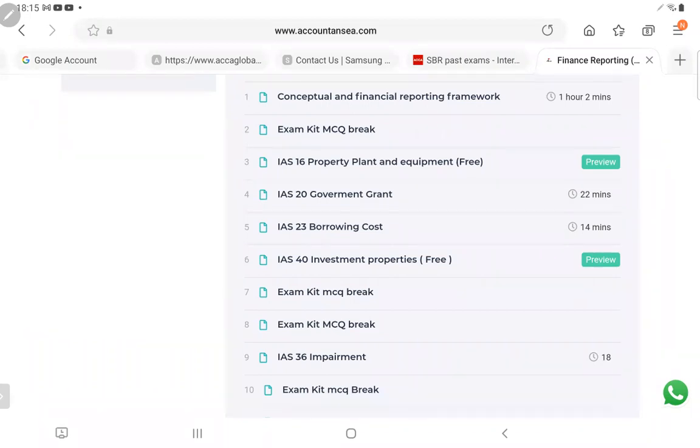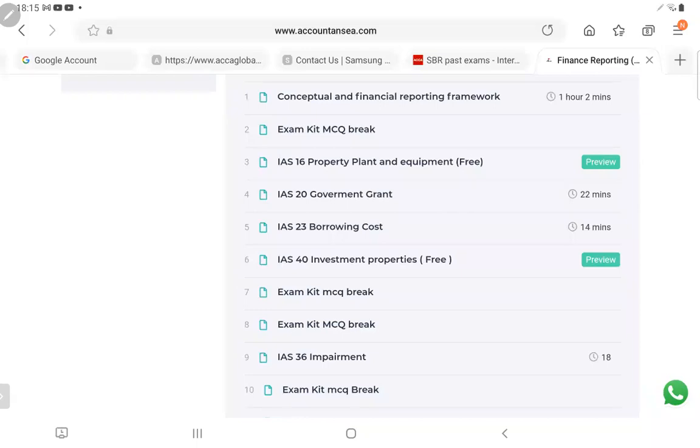After this area, you will find the exam kit MCQ break, right? These areas on which I've mentioned the MCQ breaks, we will do in live sessions, and recordings will be uploaded in these areas later on after the live sessions.